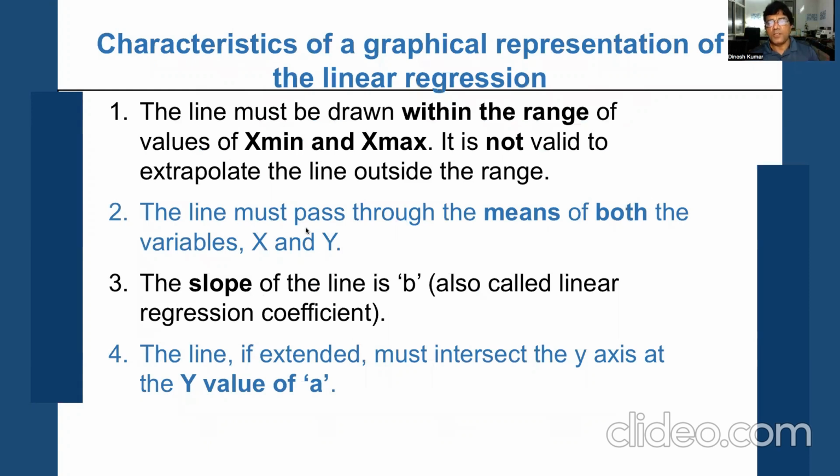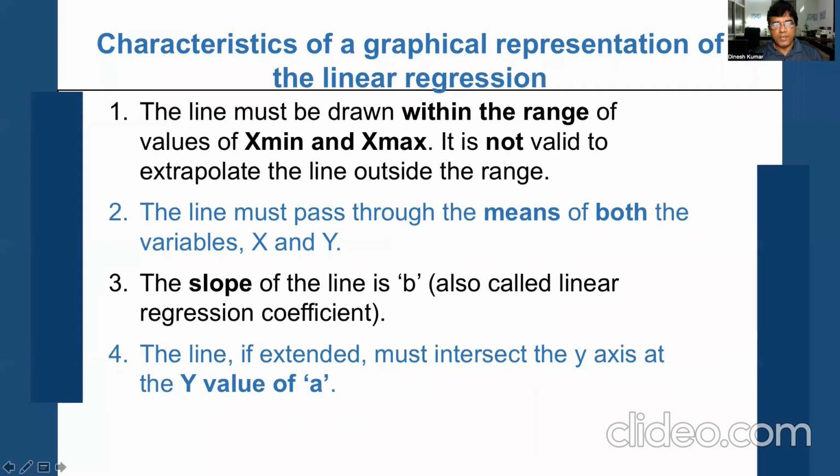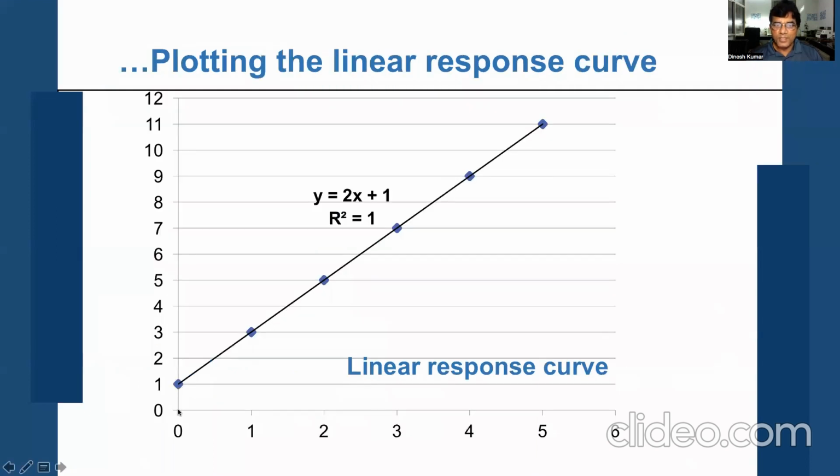The line must pass through the means of both the variables x and y. The slope of the line is b, also called the linear regression coefficient. The line, if extended, must intersect the y-axis at the y value of a. You can see here it is intersecting. So this is the y value of a, or the value of a. If a is 0, then this line will start from the point of origin.